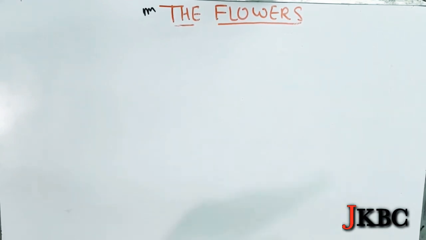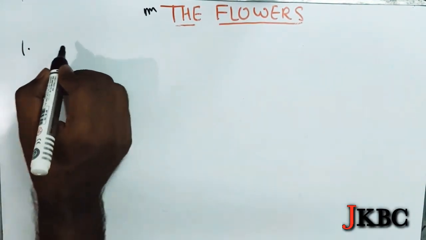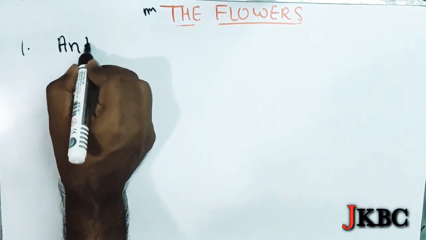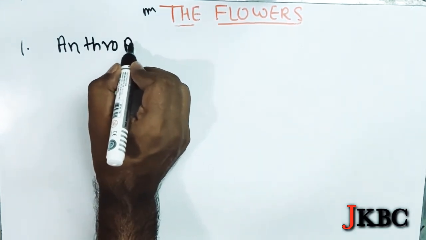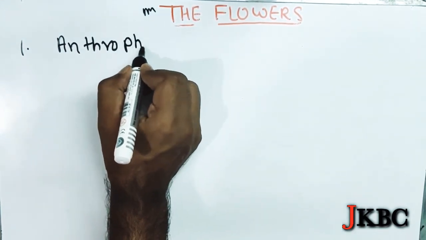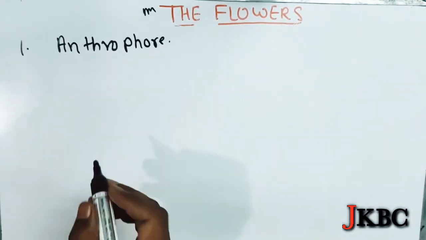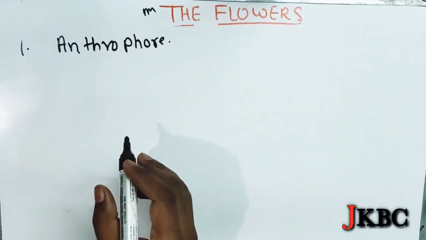We know that the flower is a modified shoot part of an angiosperm. The first type I detail here is anthophore. What is the meaning of that?